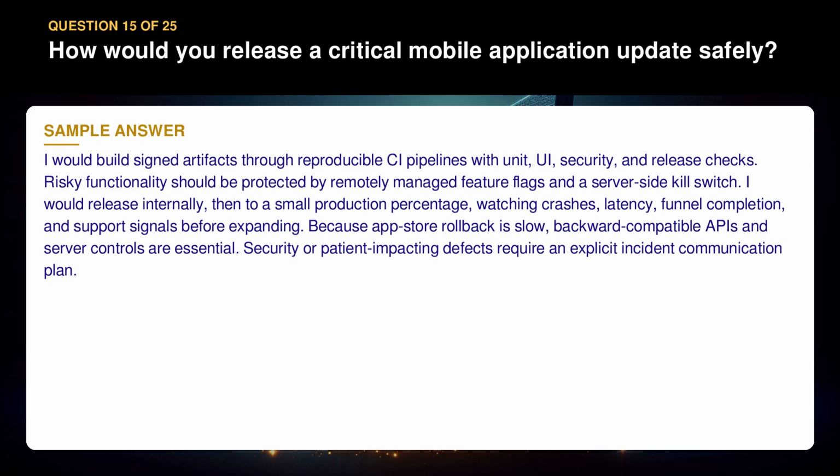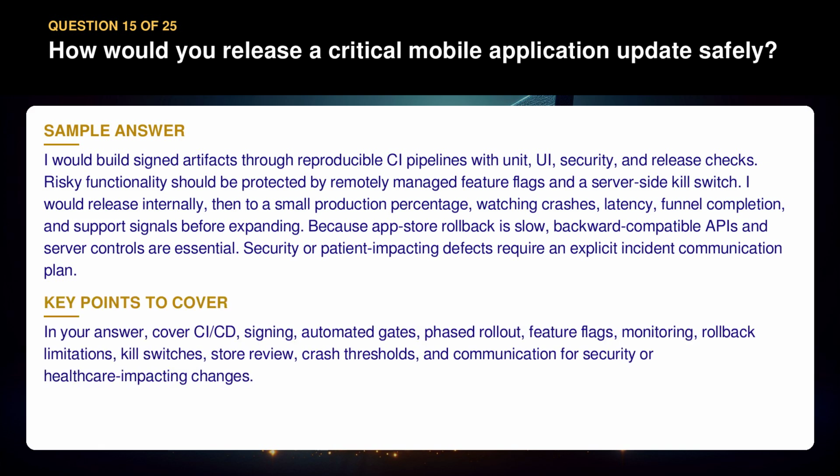Because App Store rollback is slow, backward-compatible APIs and server controls are essential. Security or patient-impacting defects require an explicit incident communication plan. In your answer, cover CI, CD, signing, automated gates, phased rollout, feature flags, monitoring, rollback limitations, kill switches, store review, crash thresholds, and communication for security or healthcare impacting changes.